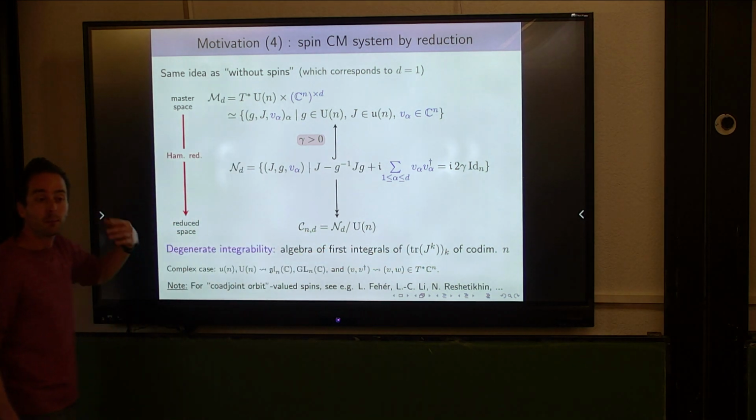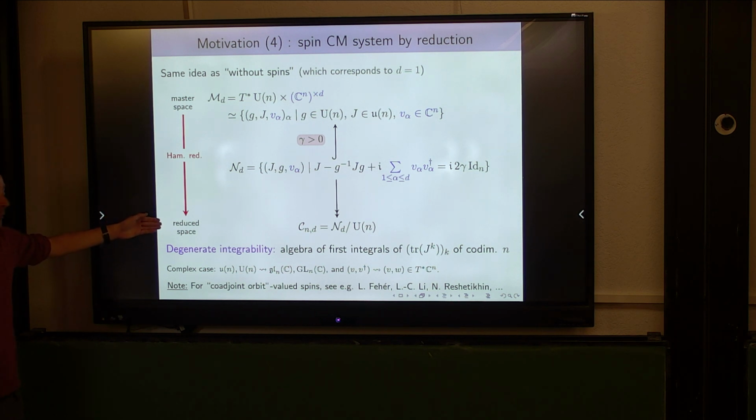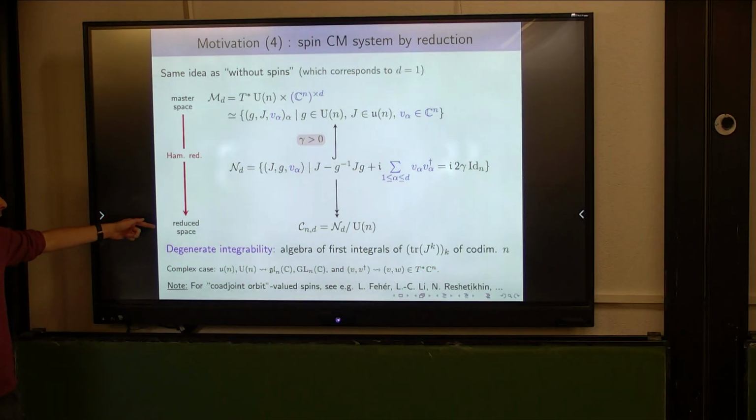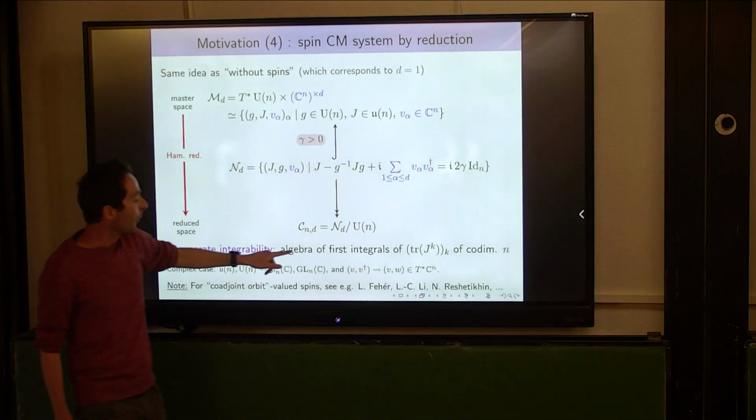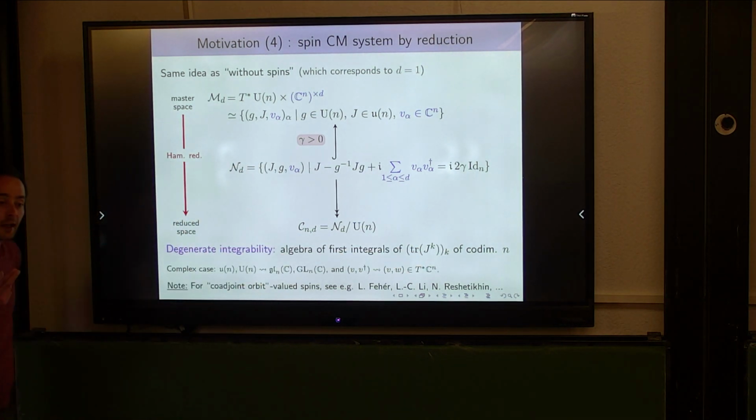Okay, so you can build a degenerate integrable system, which, if it's still a notion that you are not too comfortable with, means that here we have a reduced space of some dimension, 2n times d, so n the number of particles, d the number of spins. Okay, and on that space, I have some algebra of functions that are, so these things that are of dimension n, okay, so they are all Poisson commuting, and the algebra of these bigger first integrals has codimension n. Okay, so the dimension of the center and the codimension add up to the dimension of the space, right?